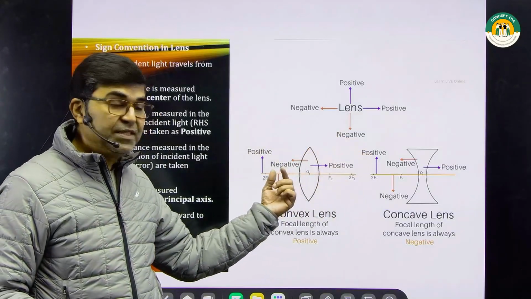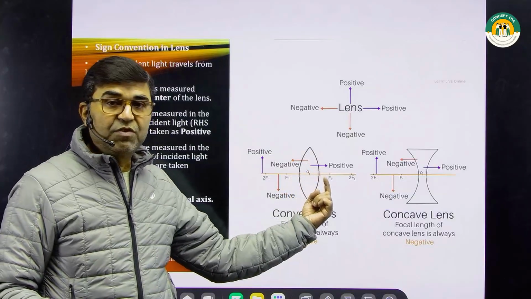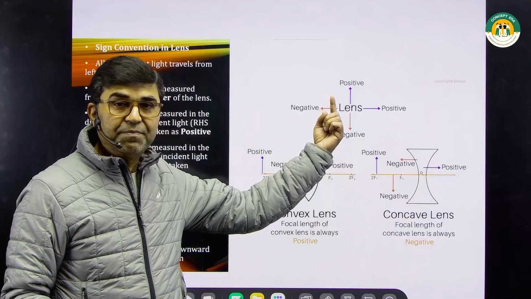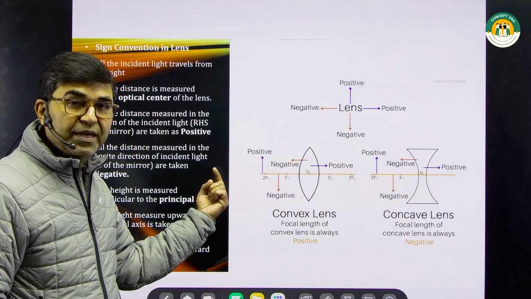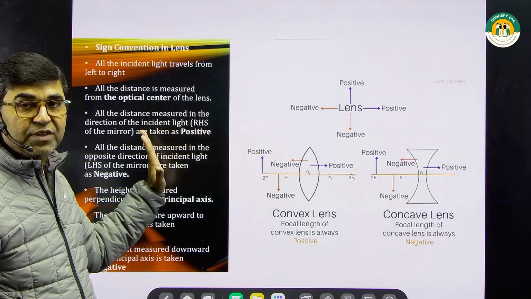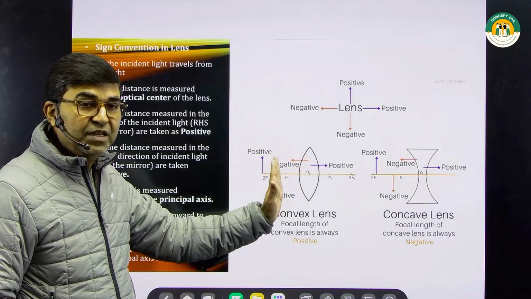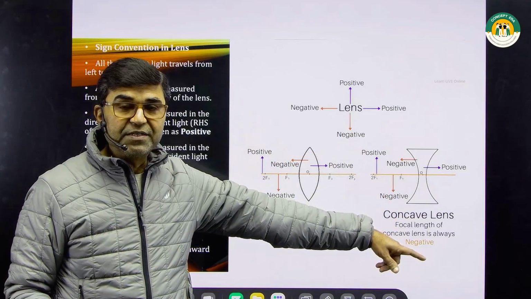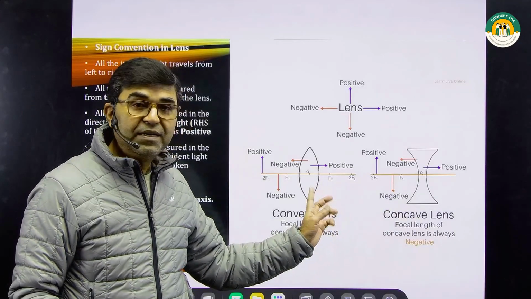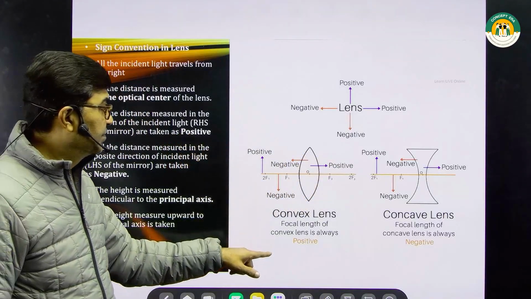Sign convention is the same as in the case of mirrors. All distances are measured from the optical center. Distances towards the right are positive, towards up positive, towards left negative, and downwards negative. Object is placed always on the left side, so u is always negative. In this case, the real image is formed on the right side. So, if the image is real, its distance will be positive, and if the image is virtual, its distance will be negative.